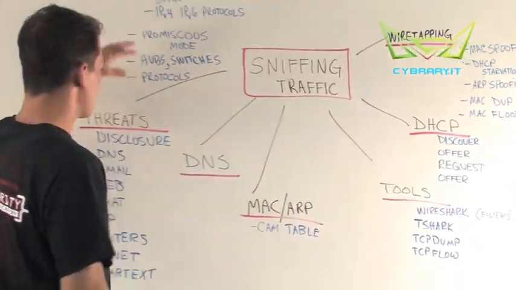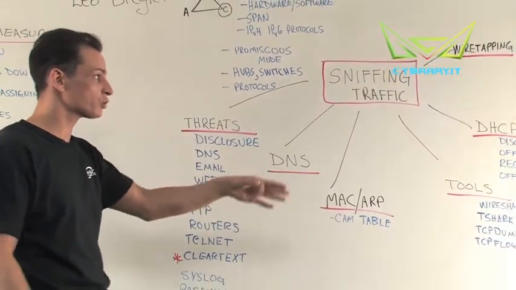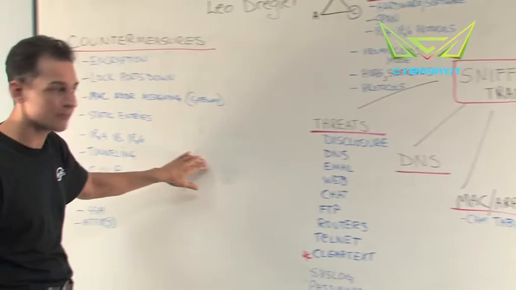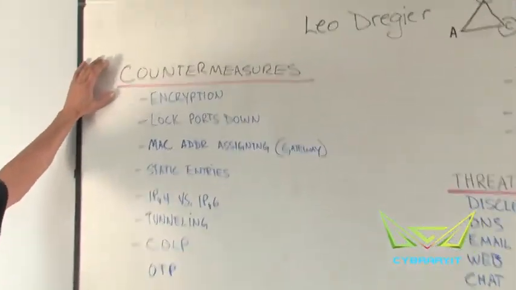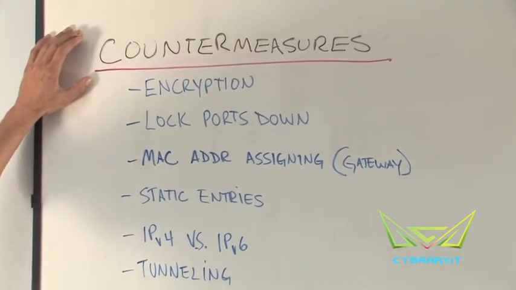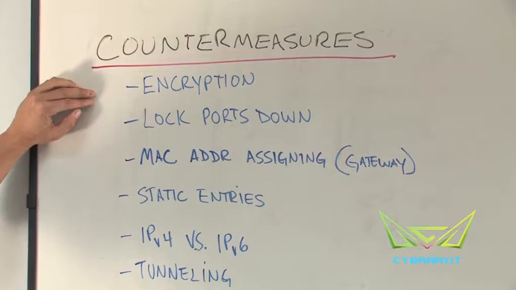So we talked about concepts, we talked about the threats, we talked about the different protocols and the tools that are in play. Let's look at some of the countermeasures. Since the obvious attack here is on confidentiality, well, encryption is going to, from a defensive point of view, encryption in any way, shape, or form is going to be your best friend.